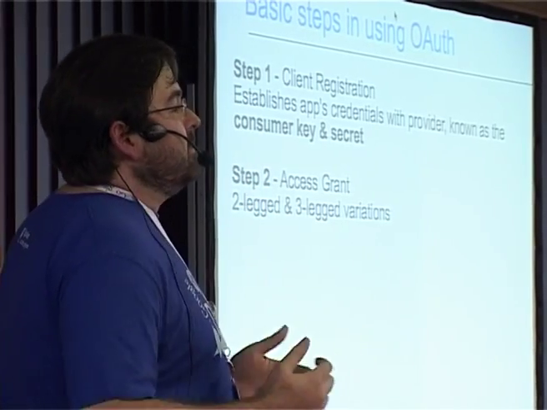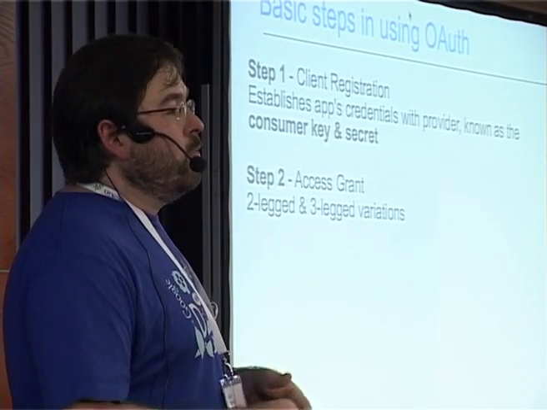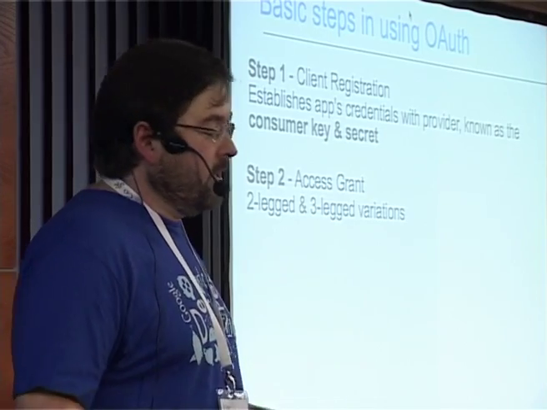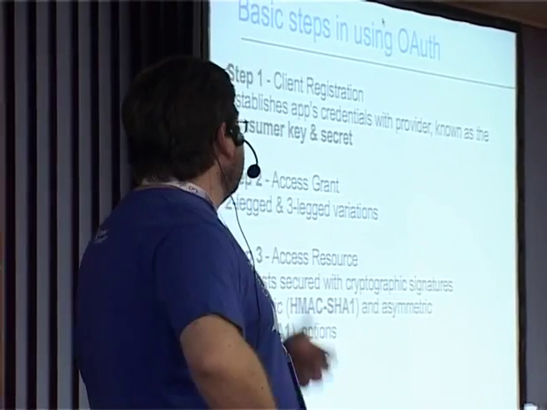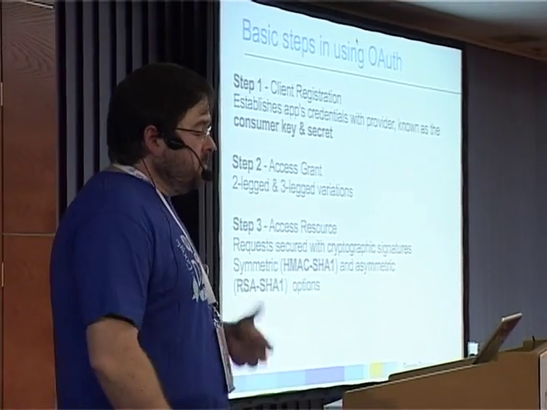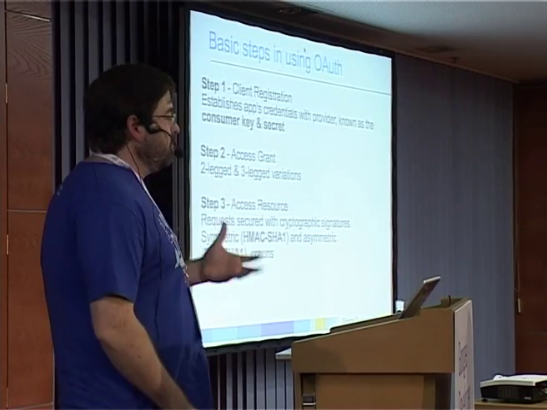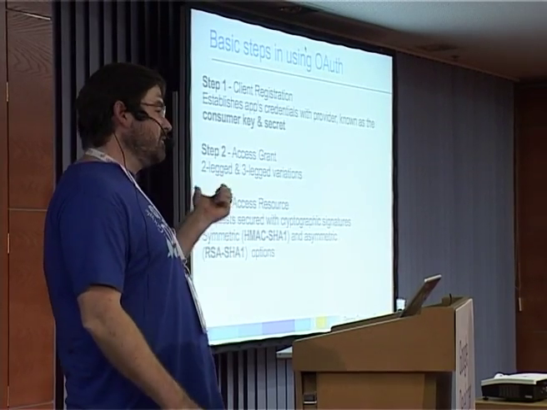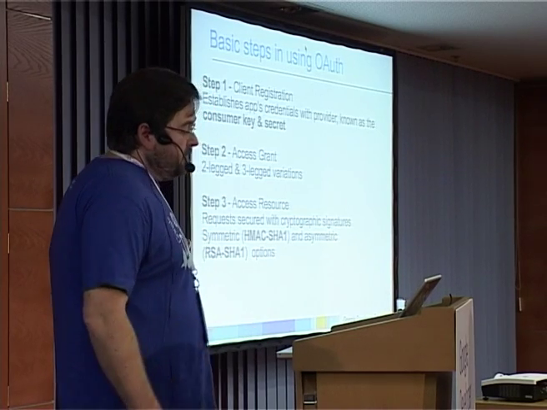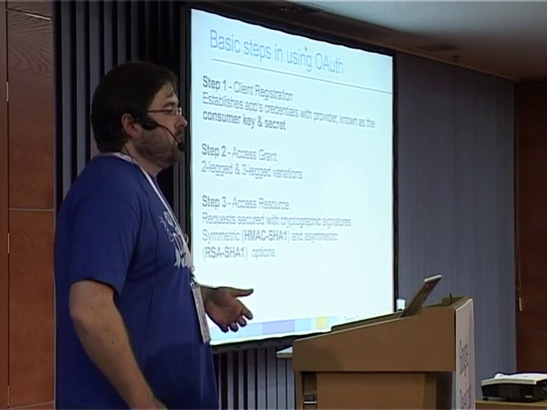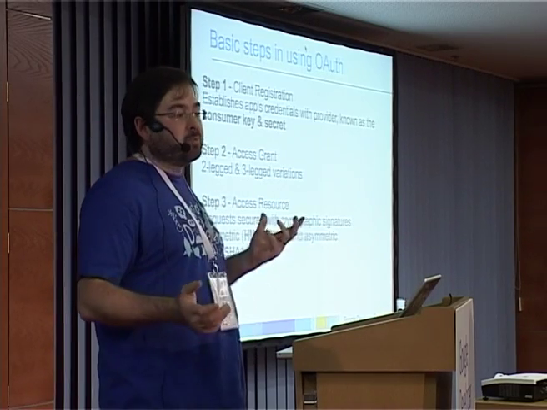Step two is getting access to the resource. And there's two variations we're going to talk about, one called two-legged OAuth and another called three-legged OAuth. We'll get into a lot more detail in just a bit. And then the third step is accessing the resource. And you do this by basically doing a signature on the request and including that in an authorization header that has an OAuth realm in it. And there's actually two different types. More common is just to use HMAC, but you actually can do public key cryptography if the provider supports it.